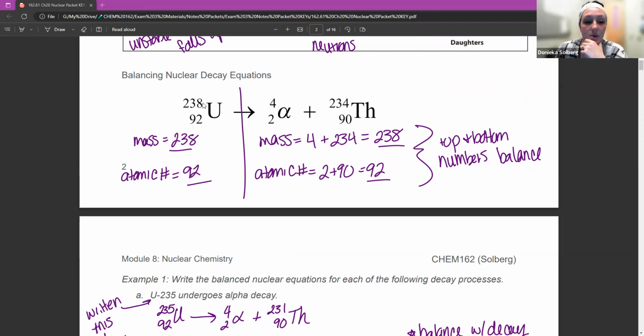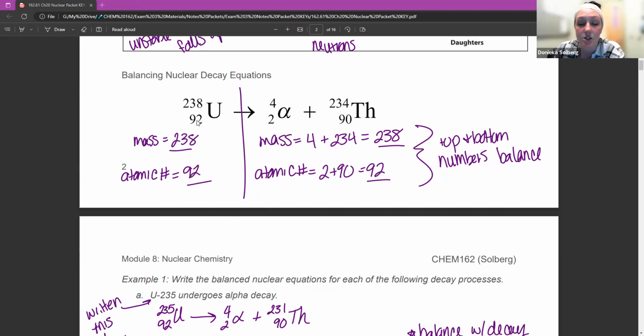So this is our mass number at the top. Notice the mass on the left side of my reaction. So I'm looking on the left and the right of the arrow, just like regular balancing. My mass is 238. So that means that the mass number on the right side also has to equal 238. So notice 4 plus 234 is 238. Good.